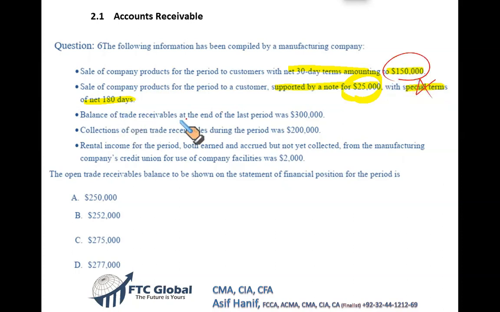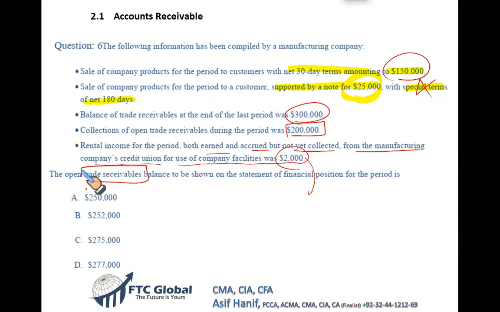Then the balance of trade receivables at the end of the last period was $300,000. This is the opening balance of your receivable, the amount due from our customers in the last year. Collection of open trade receivables during the period was $200,000. This is the amount we have received from our customers. Rental income for the period, both earned and accrued, but not yet collected from the manufacturing company's credit union for use of the company's facility. This is what we are expecting from renting our facility. So this amount is receivable, but it is not a trade receivable. We're talking about trade receivables, the receivables that arise because of the sale of goods or services.